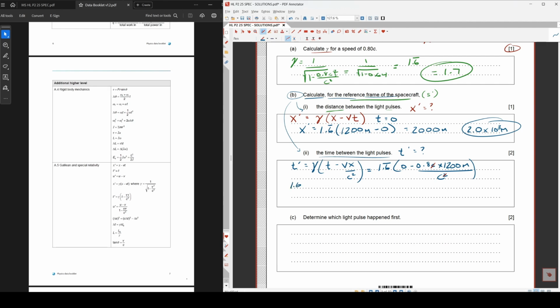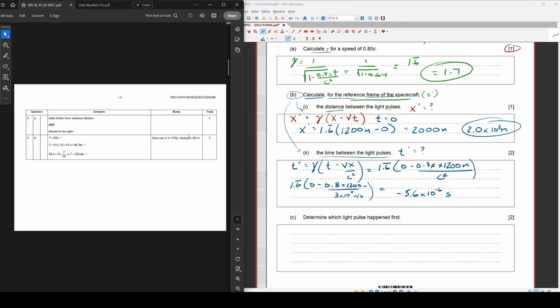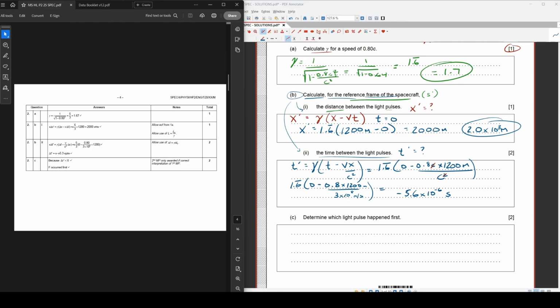So I'm going to finally do 1.6 repeating times 0 minus... I'm going to get a negative answer. I'll have to be careful about that and think about that. Divided by 3 times 10 to the 8. Seconds, that's meters. Okay. I'm going to multiply that out and get an answer, which is something like negative 5.6, I think, times 10 to the minus 6 seconds. Checking over here with my mark scheme, oh, I lied. It's 5.3.